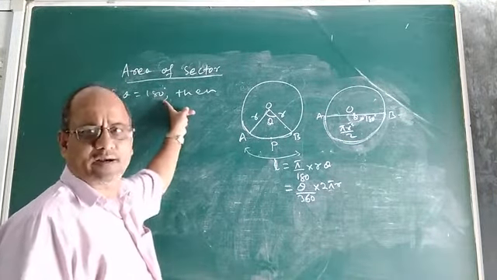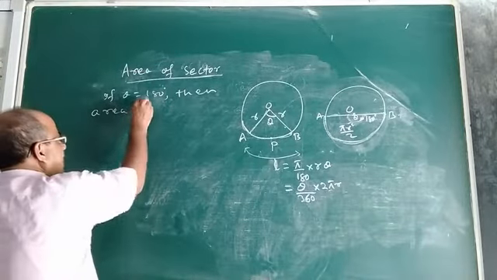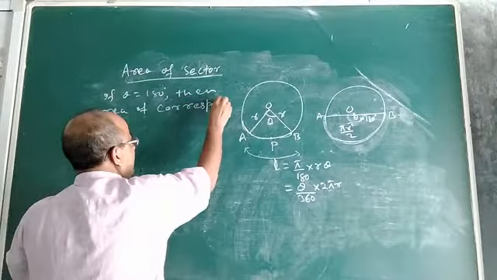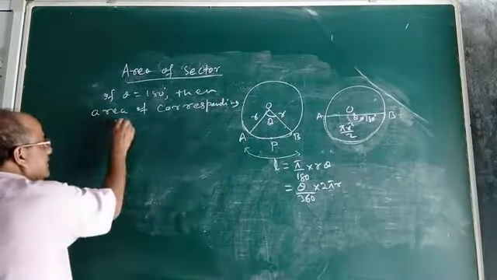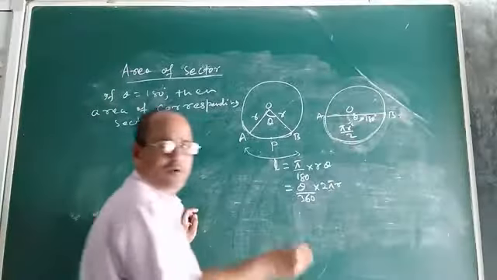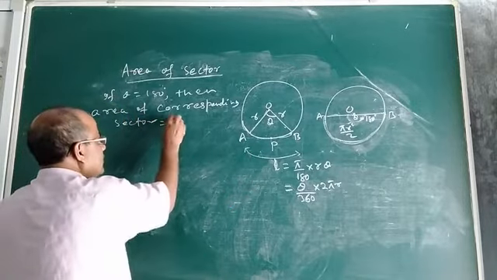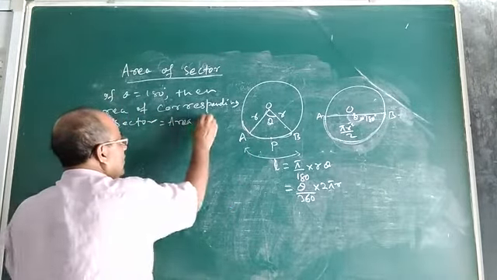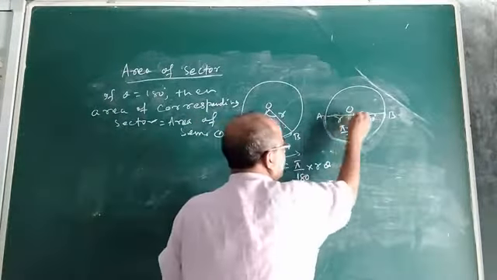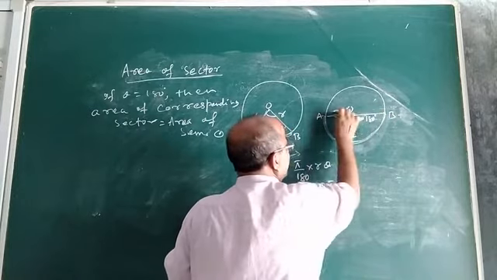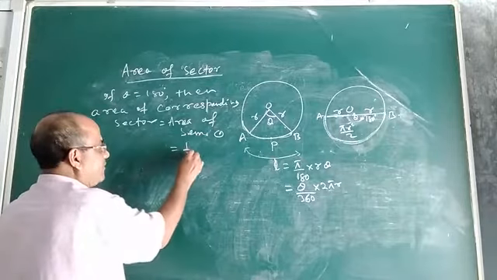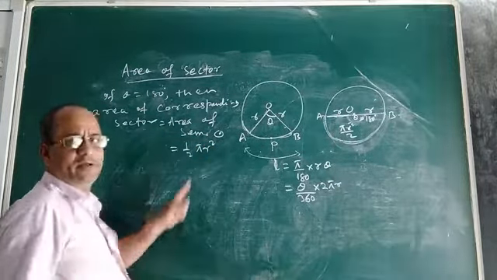or the sector angle is 180 degrees, then what will be the area of the corresponding sector? The area of the corresponding sector will be equal to the area of the semicircle. And you know the formula for the area of a semicircle? If this is the radius, and this is the center, then the area of the semicircle is half pi r square, or pi r square by 2.